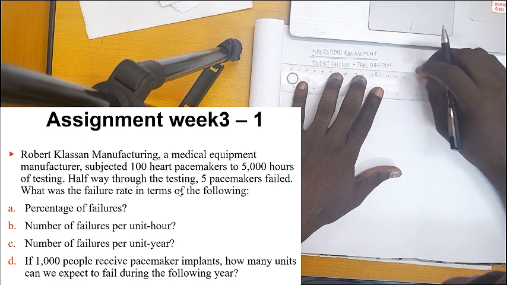So here I have a question that goes: Robert Clarkson Manufacturing, a medical equipment manufacturer, subjected 100 heart pacemakers to 5,000 hours of testing. Halfway through the testing, 5 pacemakers failed. What was the failure rate in terms of the following? A. Percentage of failures. B. Number of failures per unit hour. And C. Number of failures per unit year. Right. D says that if 1,000 people receive pacemaker implants, how many units can we expect to fail during the following year?